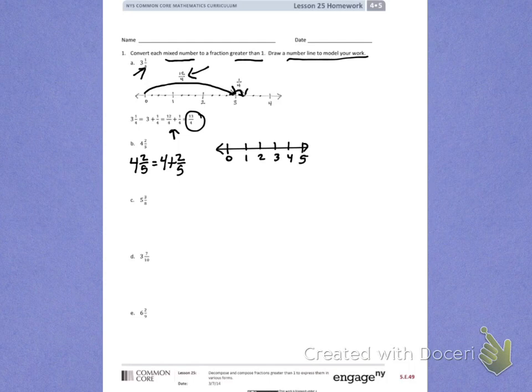I need to separate this into fifths. 1, 2, 3, 4, and 1 makes 5.